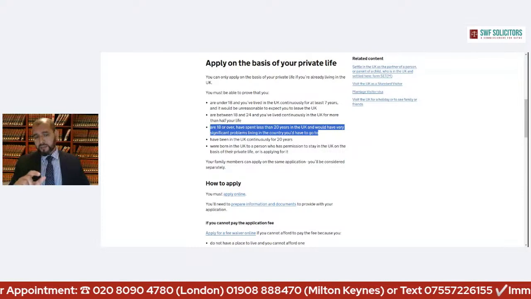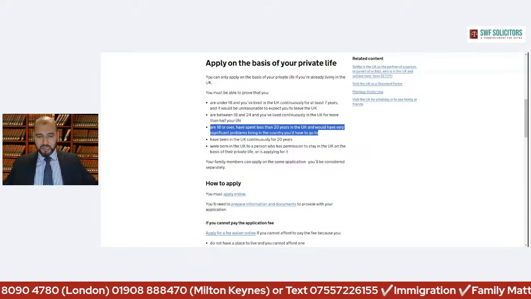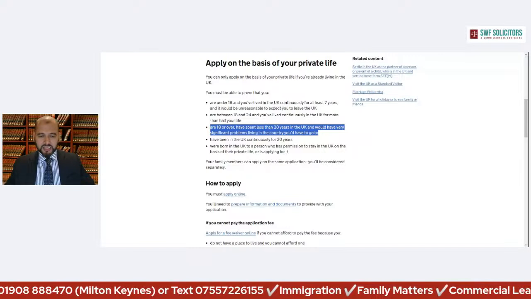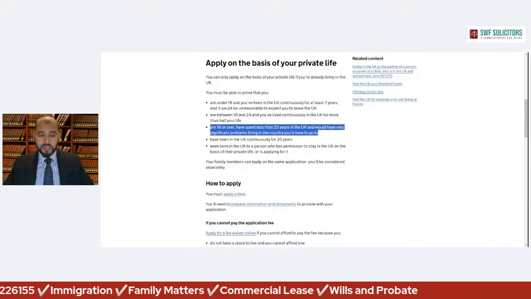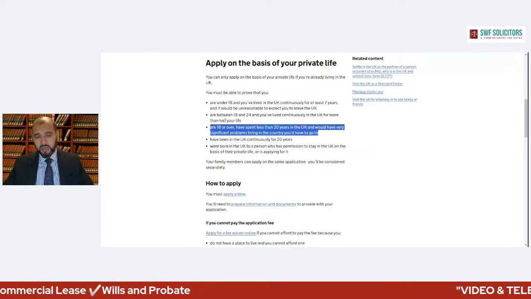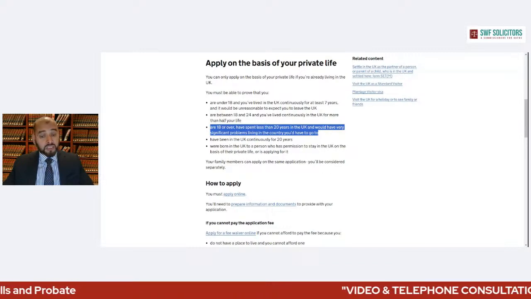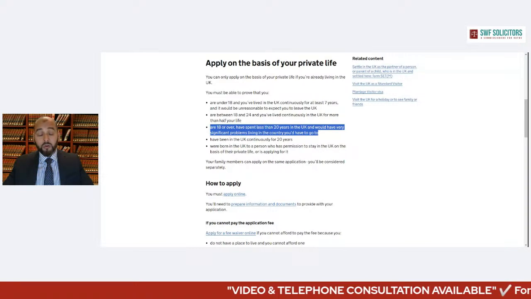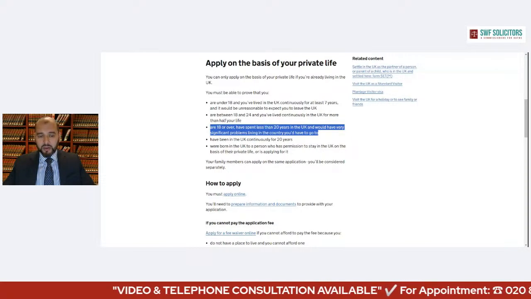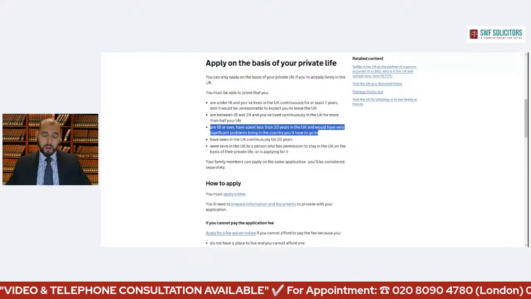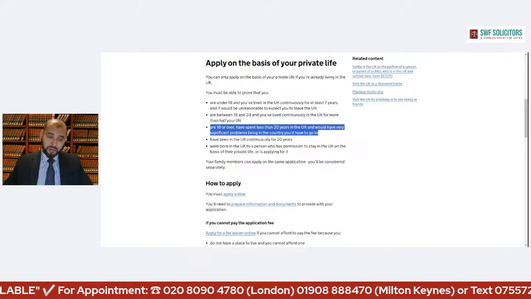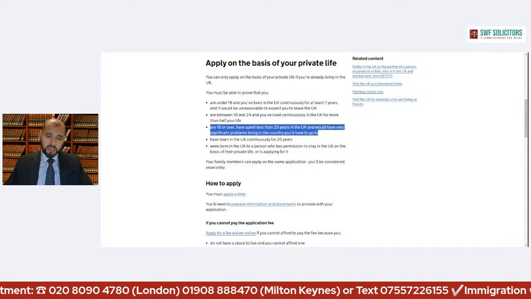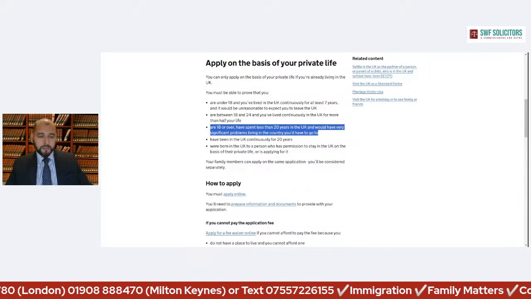There is some scope where someone comes to the UK without having spent much time here, but can establish that they will face significant obstacles. It's not only you. If your partner or your children would face significant obstacles, you can apply on the basis of private life. However, the threshold required to satisfy that you will face significant obstacles is very high. So this is the third one.